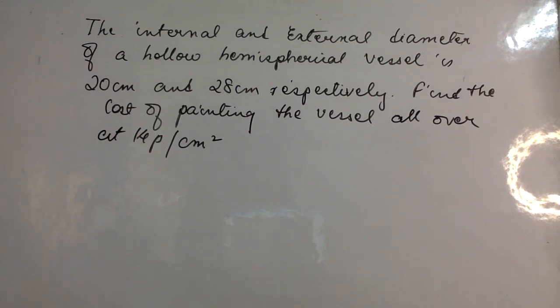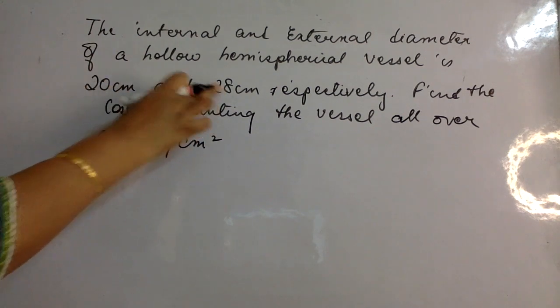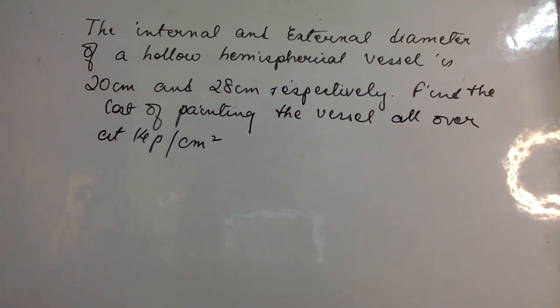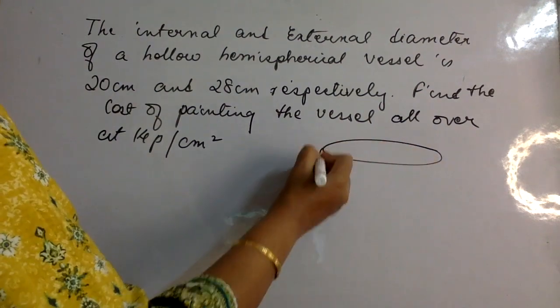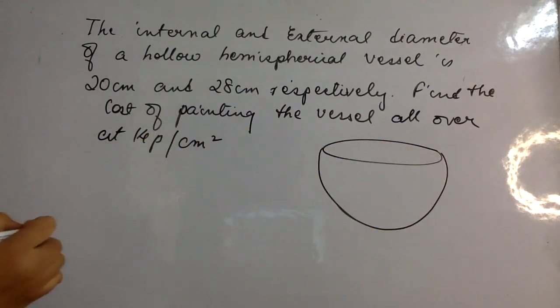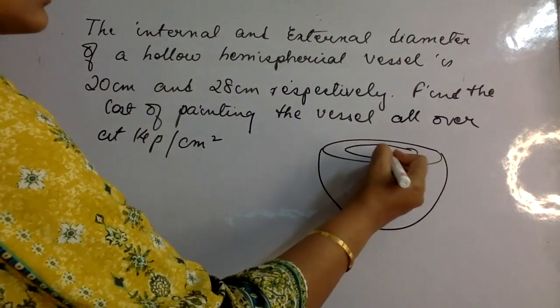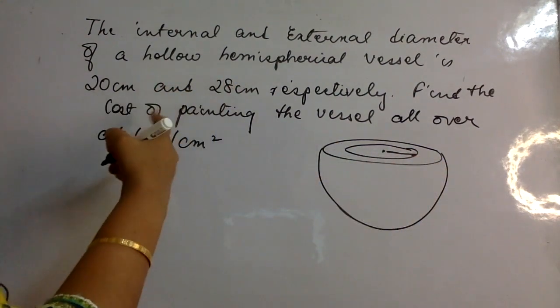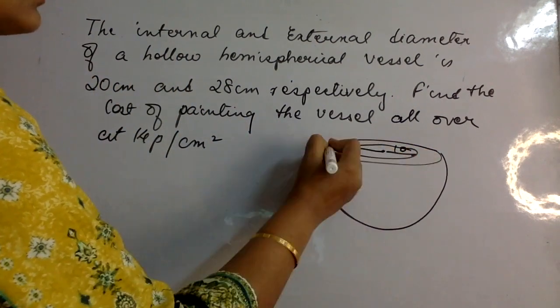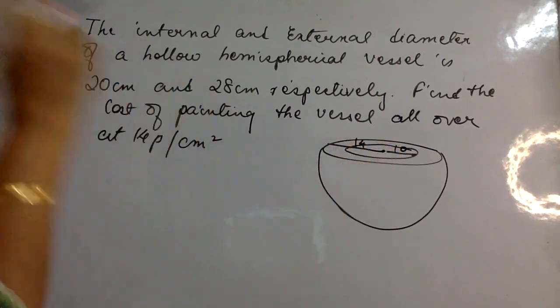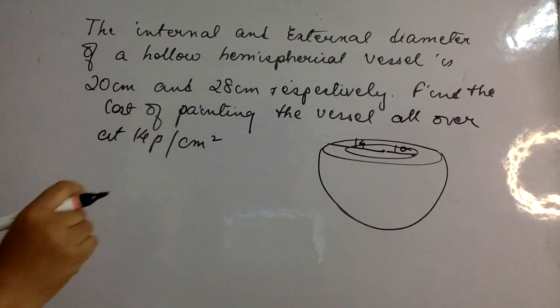So the internal and external diameters of a hemispherical vessel. Now hemispherical vessel is something like a bowl, but then it has a thickness because the internal and external diameters are quite different, you can see. So find the cost of painting the vessel all over at 14 paise per centimeter square. Now this is the hemispherical vessel. Here it has a thickness. Internal diameter is 20, so internal radius is 10 and external radius comes to 14.